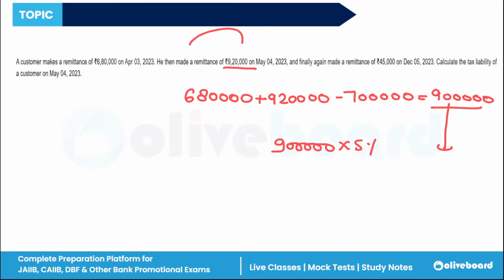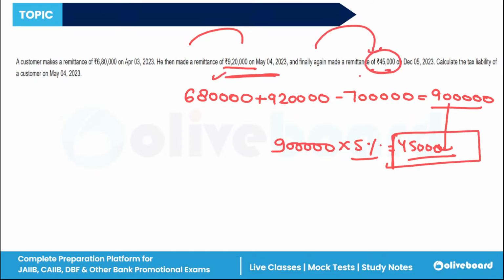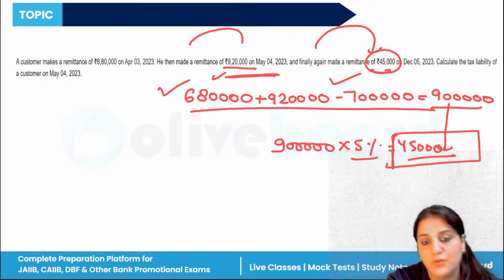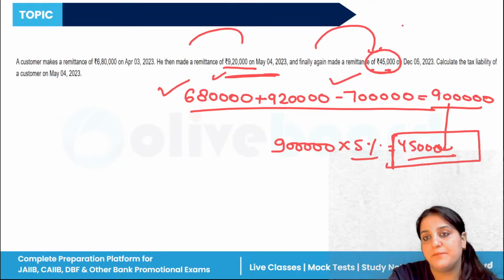Okay, the question is not saying that PAN and Aadhaar are not available. If the PAN Aadhaar card is not available, then this rate will become 10%. So obviously the answer is 10%, because after deducting 7 lakh, that person makes again a remittance of 45,000. That does not mean, because we already excluded 7 lakh, so in that case we don't need to charge 5% on that 45,000.